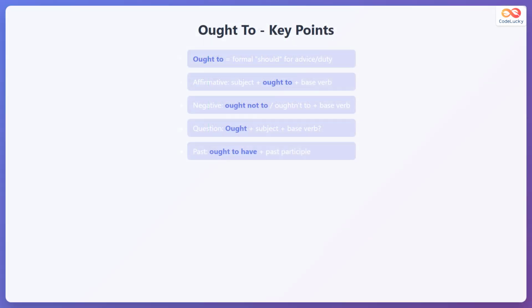Remember these key points about ought to. It means formal should for advice and duty. Affirmative uses subject plus ought to plus base verb. Negative is ought not to or oughtn't to plus base verb. Questions put ought before subject. Past tense uses ought to have plus past participle. These rules make ought to easy to use correctly.